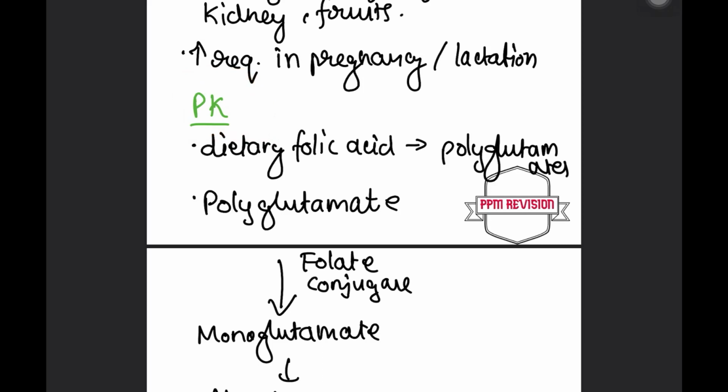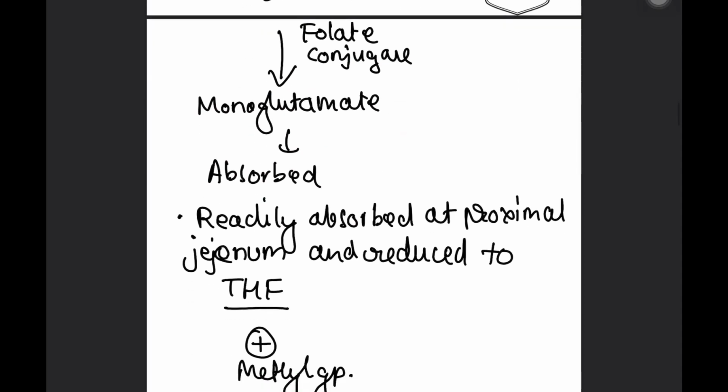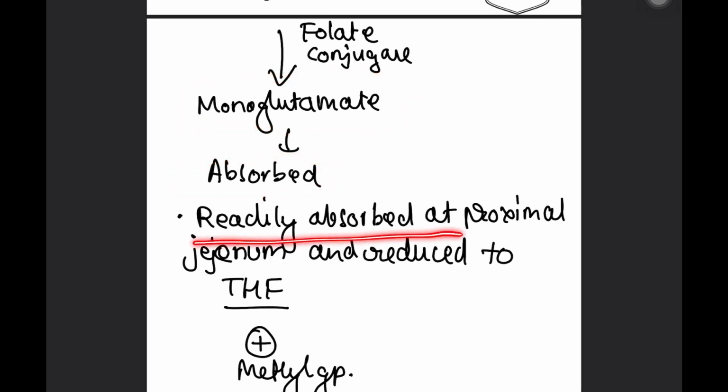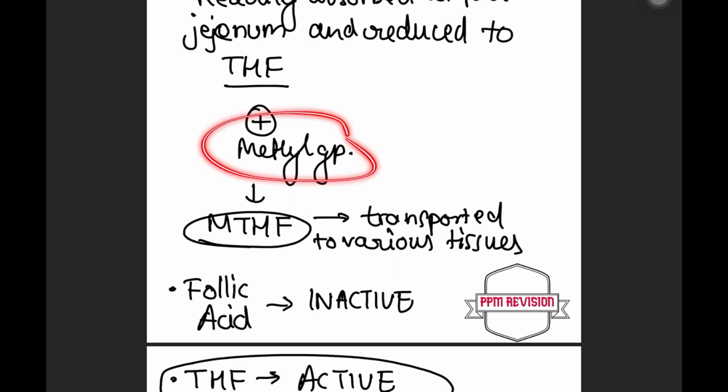Talking about the pharmacokinetics, dietary folic acid is present as polyglutamates. After consumption, in the presence of folate conjugase, the polyglutamate is converted to monoglutamate, and this monoglutamate is readily absorbed at the proximal jejunum, and then it is reduced to THF. This THF is later combined with a methyl group and forms MTHF. And this MTHF is transported to various tissues.